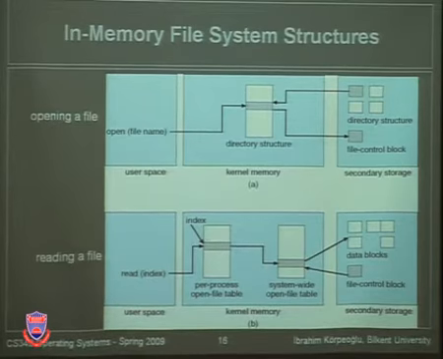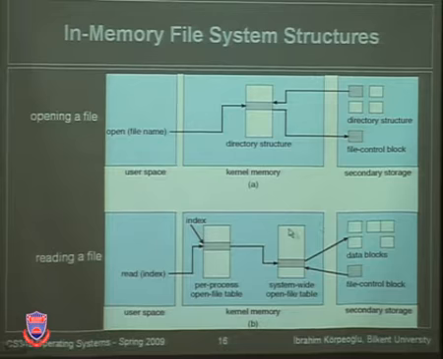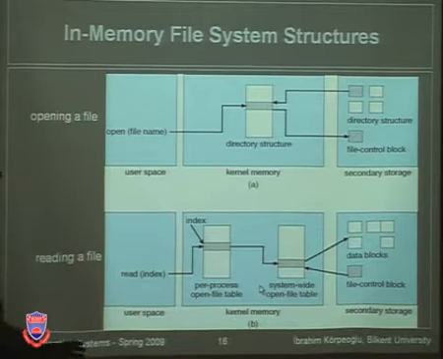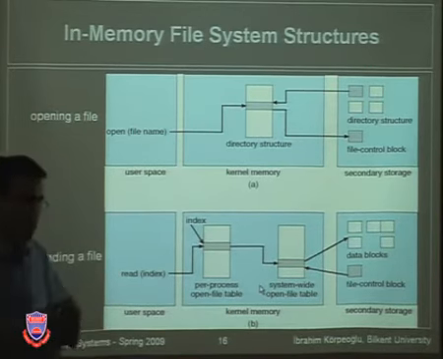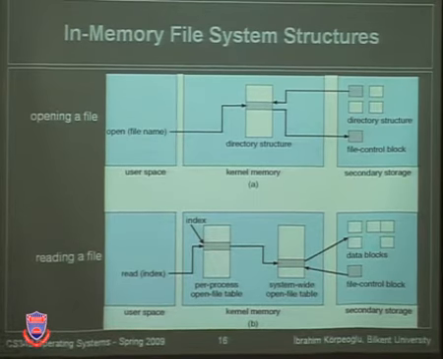Plus, you also have a per-process open file table. The system-wide table is only one table in the kernel. You don't duplicate it for every process. But for every process, regarding the open file, you have to maintain information that is process-specific, like, for example, the current file position pointer, from where the next operation will take place.